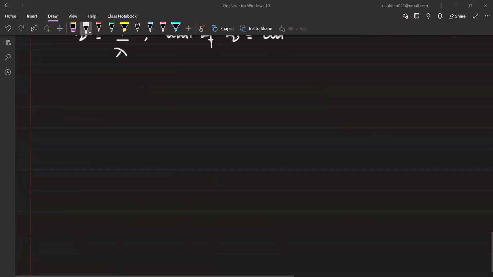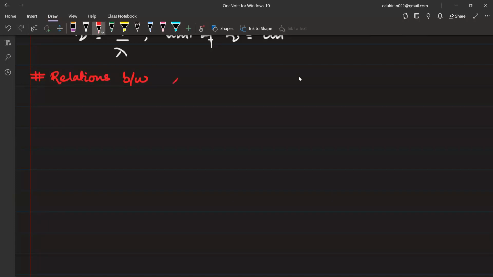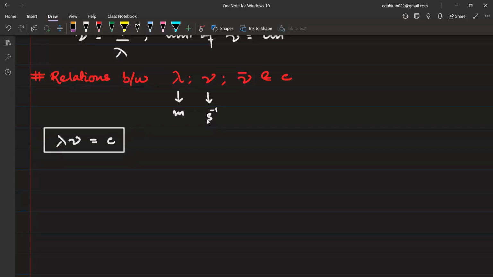Now, next, the relations between lambda, nu, and the speed of light. So what is the unit of lambda? The SI unit will be meter. What is the unit of frequency? Frequency is second inverse. If I multiply these two, lambda times frequency, I will get the unit meter per second. That means I will get what? Speed. Correct, guys? Yes or no? Please tell me. All of you understood this? हाँ या ना बताएं?